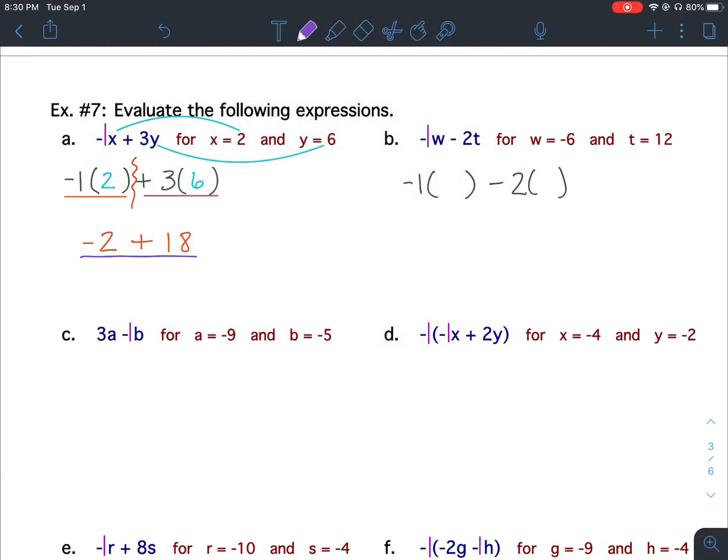Last step, combine these numbers. The signs are different, so I'm going to subtract and keep the sign of the larger number. 18 minus 2 is 16. Since 18 is the larger number, it will be positive 16. So really, this is not any different than example 3 or 4, except now multiplying by -1 means we'll be taking the opposite of a number.